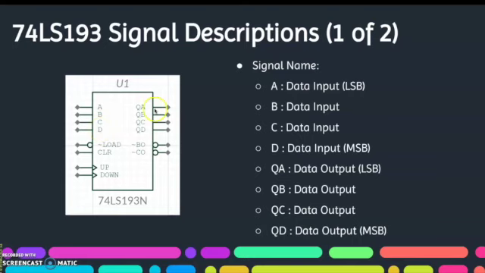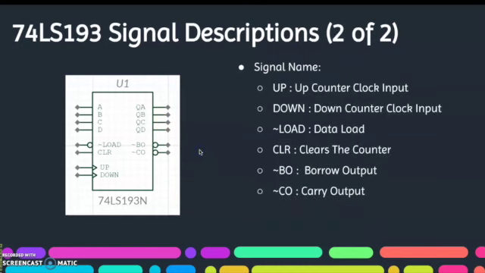Then we have our outputs, which are QA, QB, QC, and QD. This translates directly across. QA is our least significant bit output, then we have QB and QC, and QD is our most significant bit output. These outputs are the actual count of the counter.